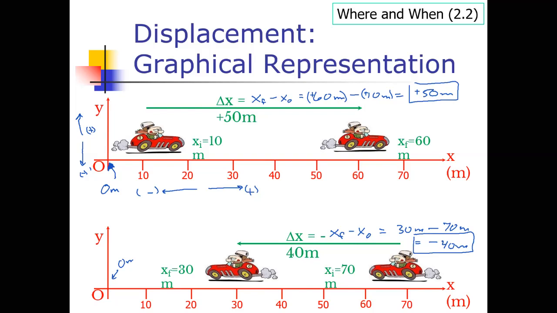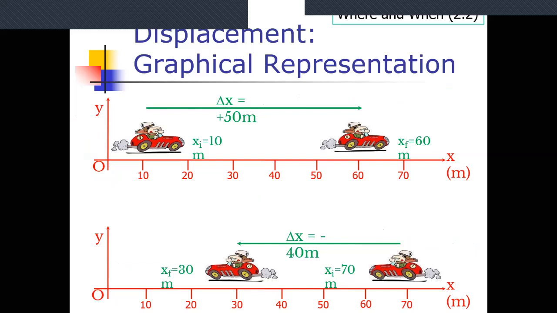And again, the negative sign does not indicate less than 0. It just simply indicates the direction. So he's moving in the positive direction in the top example, and in the negative direction in the bottom example. So make sure you keep in mind that positive or negative indicates the direction of motion, and the number indicates how far the object moved in that particular direction. All right, so with that said, let's go ahead and move forward.